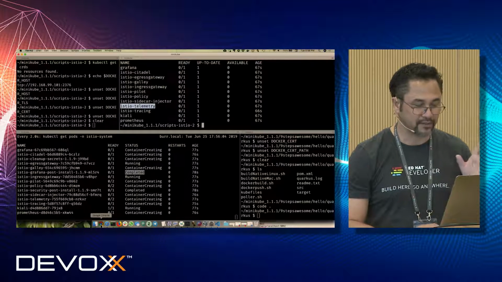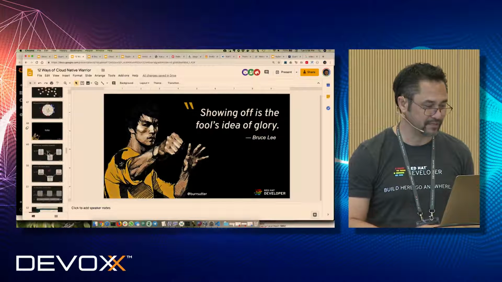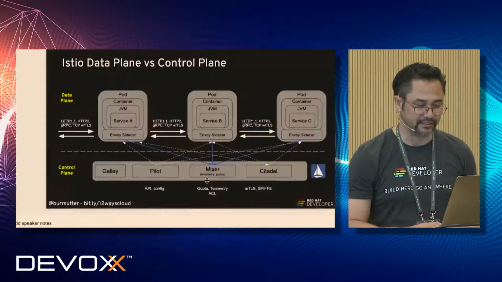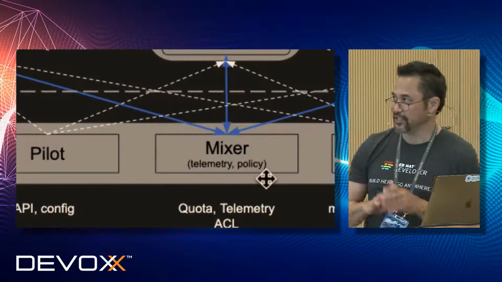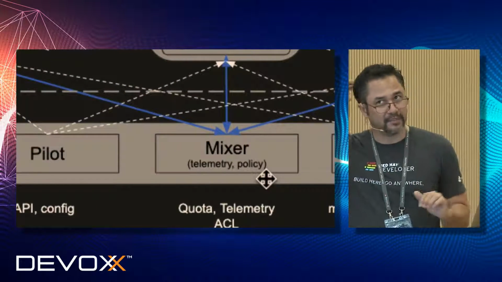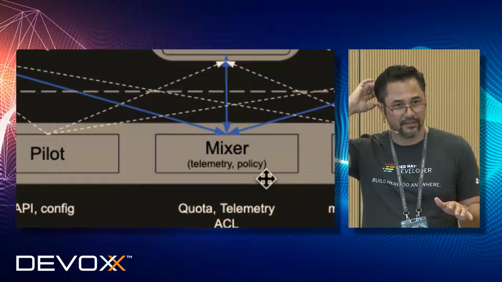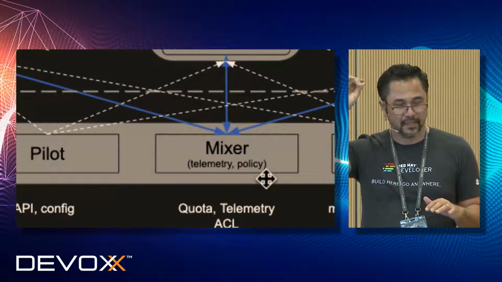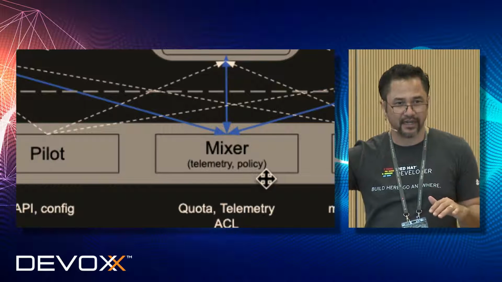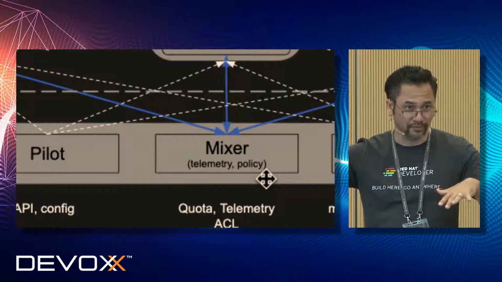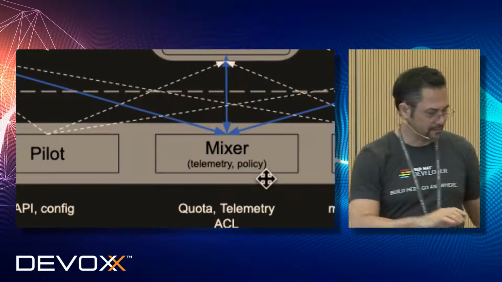It used to be one pod called Mixer. That's where the name Mixer comes from. But now it actually is technically two things, so they split it out. And by default, policy is off by default now. Telemetry is on by default. And that's because policy does incur a fair bit of overhead as it tries to apply specialized rules, like what traffic is allowed.